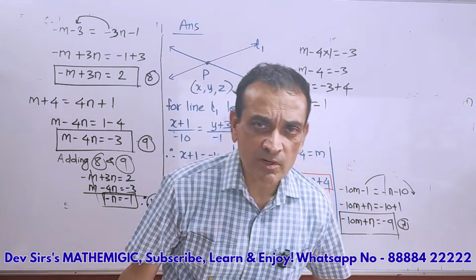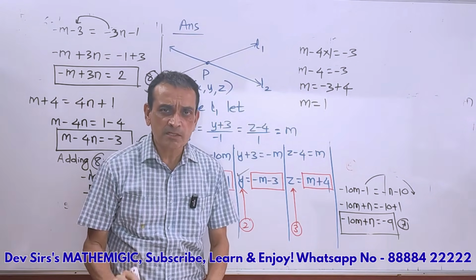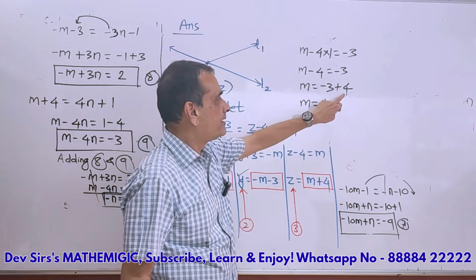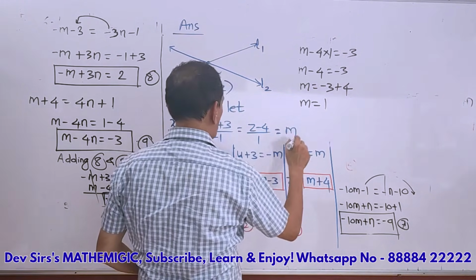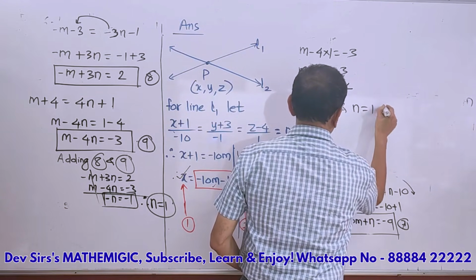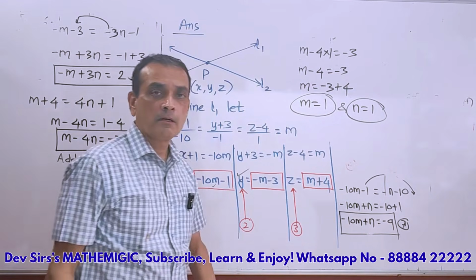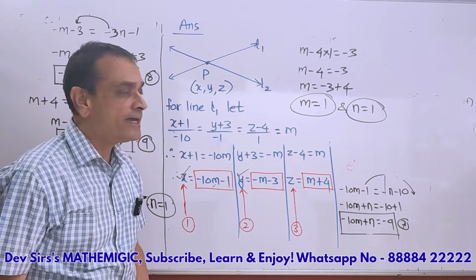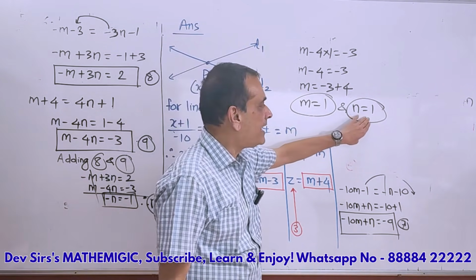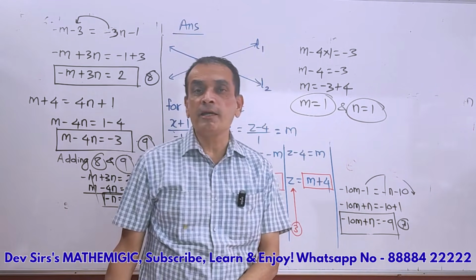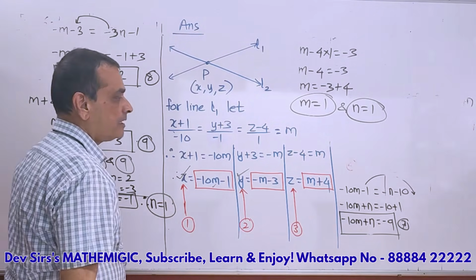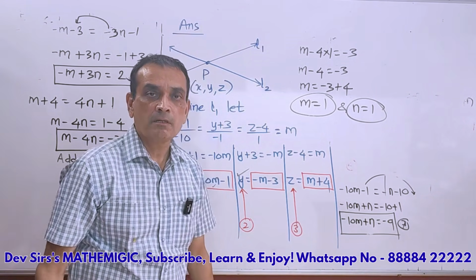Don't write minus 3 plus 4 equal to minus 1. Serious mistake. Think properly. Greater number is positive. So m equal to 1 and n equal to 1. Okay? So now we are going to say that the values of m and n satisfy all three equations, 7, 8 and 9. Why all three equations?